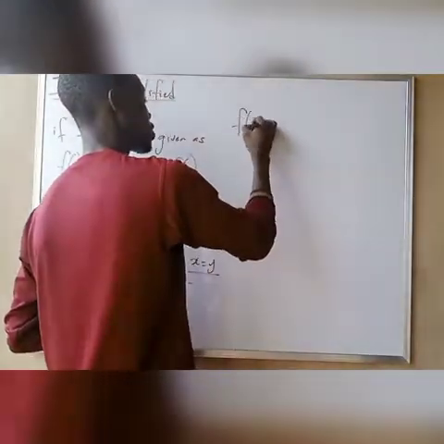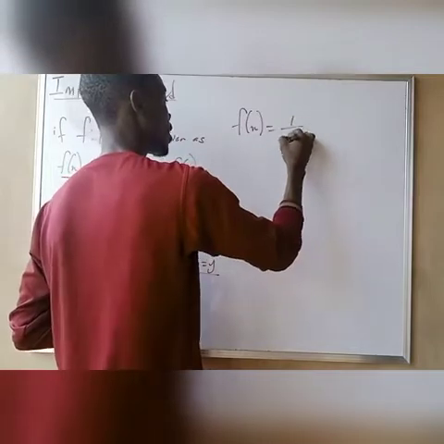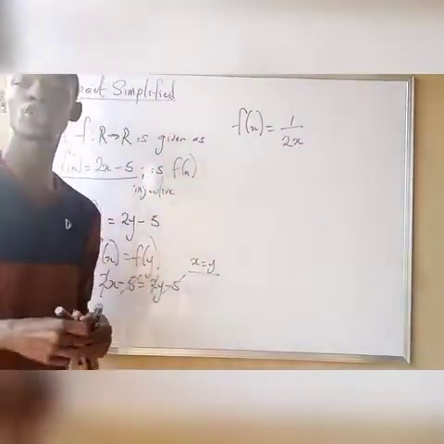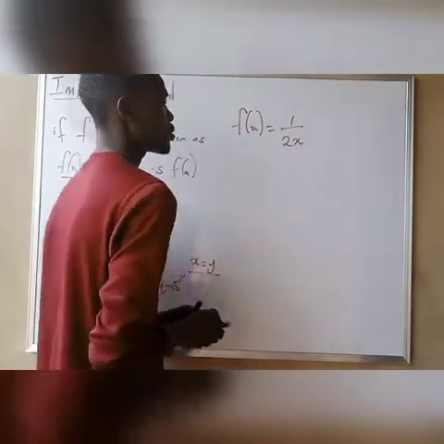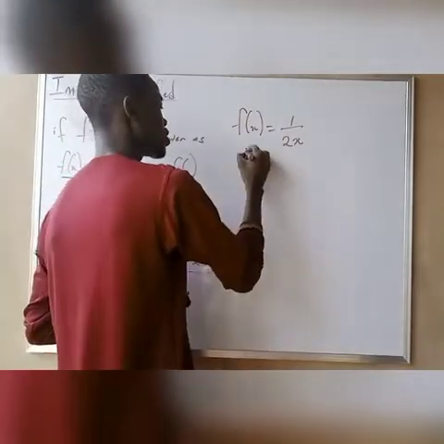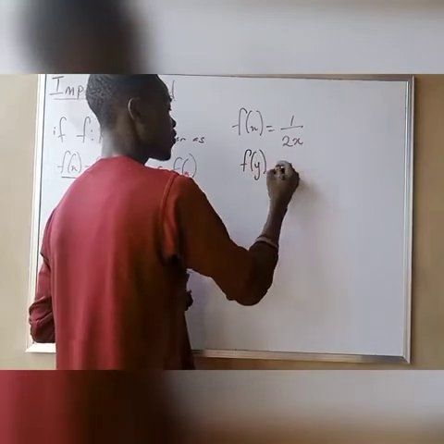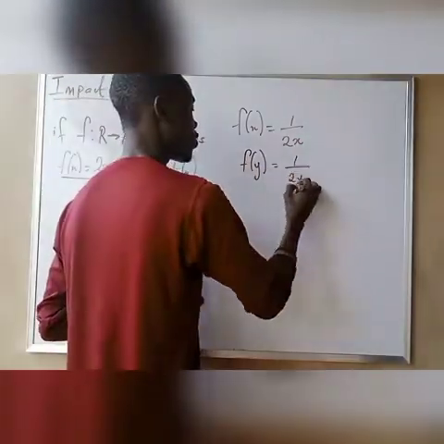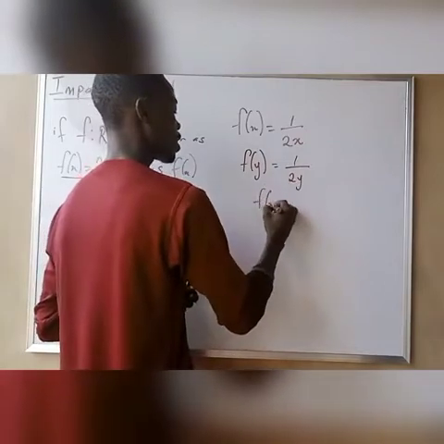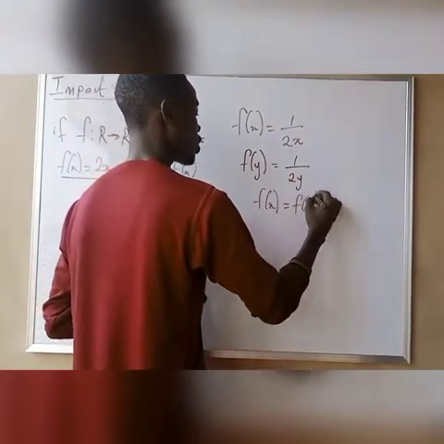Now let's look at this function. F of x is equals to 1 over 2x. They said, is this function injective? So how can we solve this? Can we make this function to be injective? So since they are giving us f of x, we are going to get f of y. And what is f of y? That will give us 1 over 2y. And after that, we are to equate our f of x to f of y.